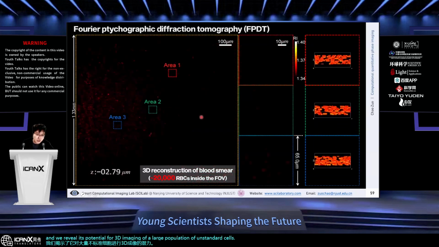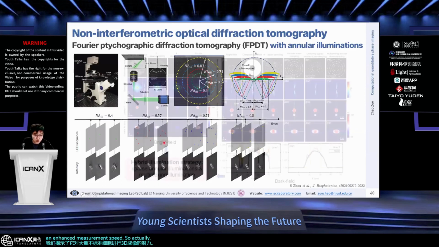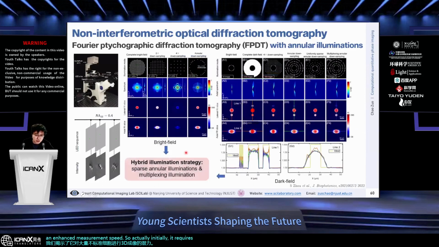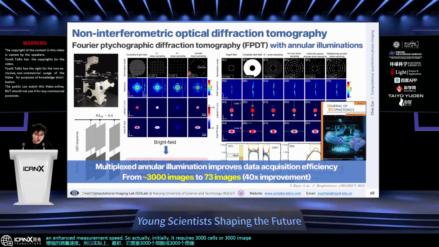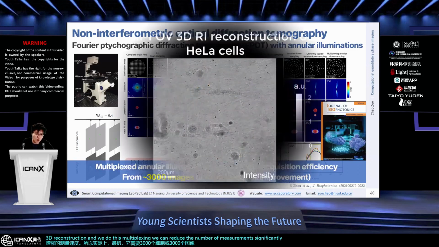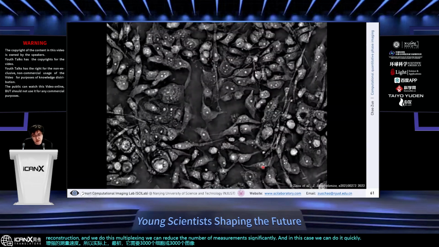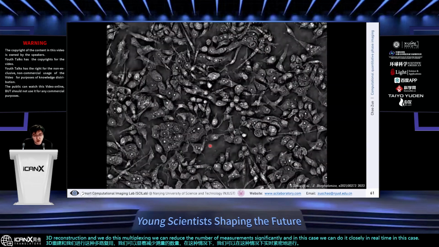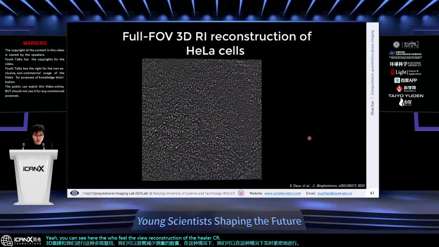So we can also enhance measurement speed. Initially, it requires 3,000 images for 3D reconstruction, and with multiplexing, we can reduce the number of measurements significantly. In this case, we can do it quasi real time. You can see here the whole field of view reconstruction of the HeLa cells, and a magnified view.